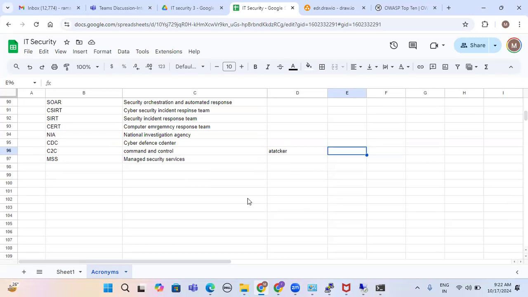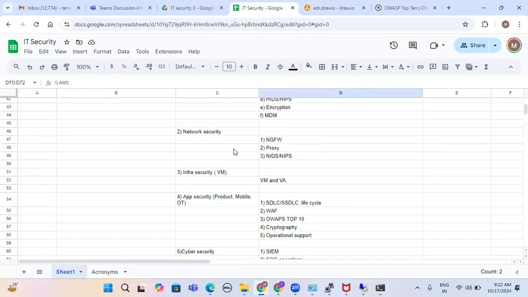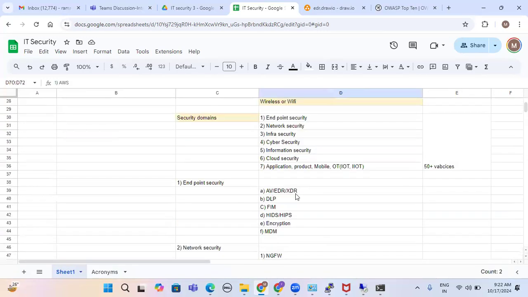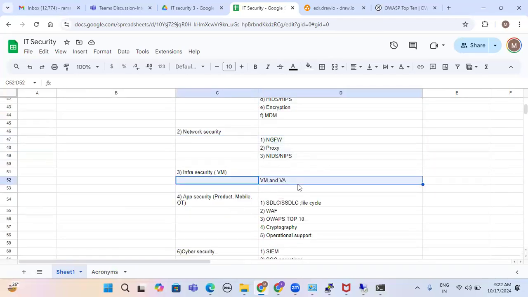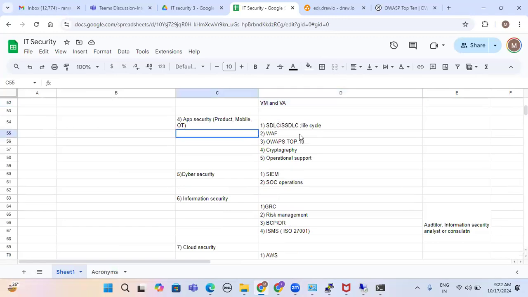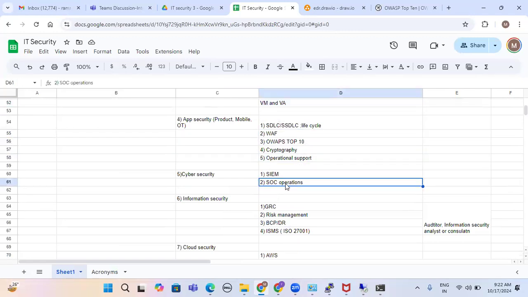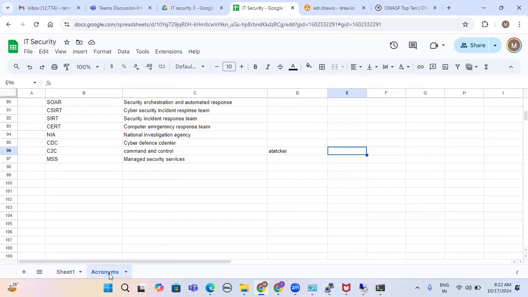They will not only work on the cyber security SOC operation. They will work on multiple security technologies or multiple tools. That may be the endpoint security side, so with these endpoint security tools they will work on projects. They'll work on the network security projects, the infrastructure security projects, the application security projects, cyber security, information security, cloud security. There, every security technology, especially operational support, like L1 or L2, L3 operations.